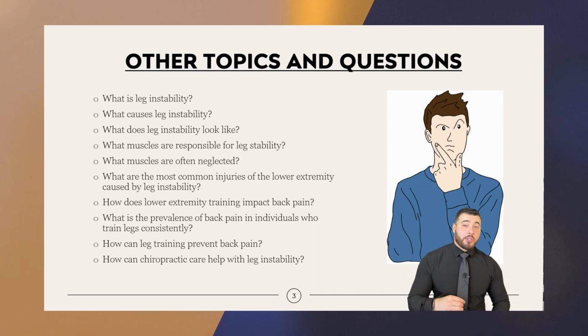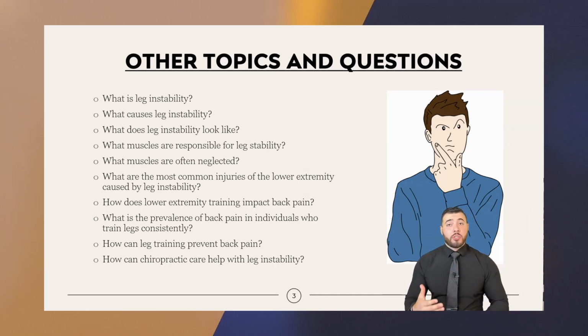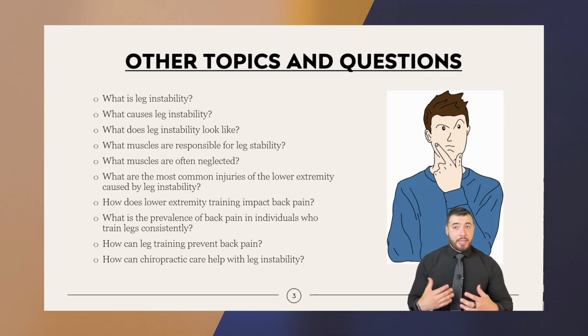What muscles are responsible for leg stability? What muscles are often neglected? What are the most common injuries of the lower extremity caused by leg instability? How does lower extremity training impact back pain? What is the prevalence of back pain in individuals who train their legs consistently? And how can leg training prevent back pain? And the final one is, how can chiropractic care help with your leg instability?